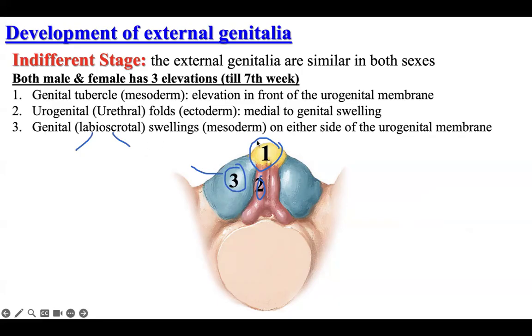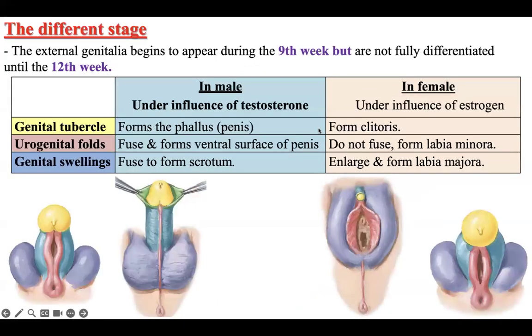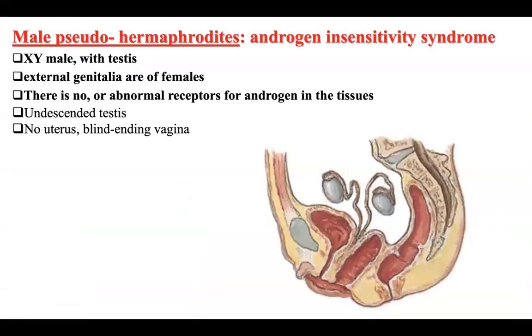The genital tubercle, with its mesodermal elevation, will give the clitoris in female and the penis in male. Okay, these are the derivatives of every part. The urogenital fold will fuse to form the urethra of the penis, the spongy urethra, and does not fuse in female, giving the labia minora.